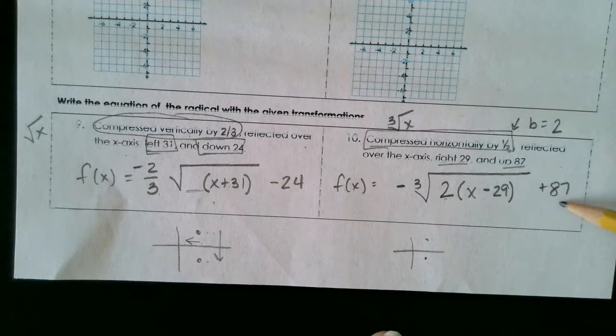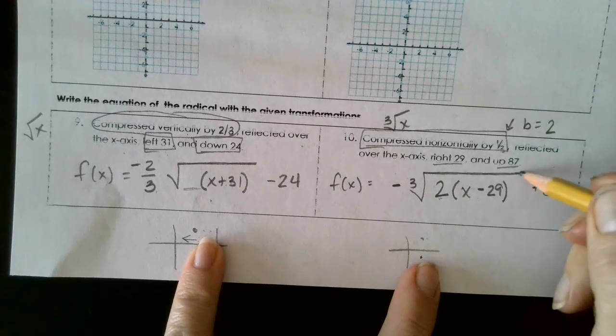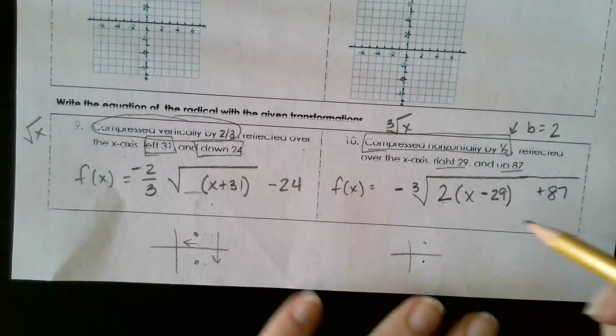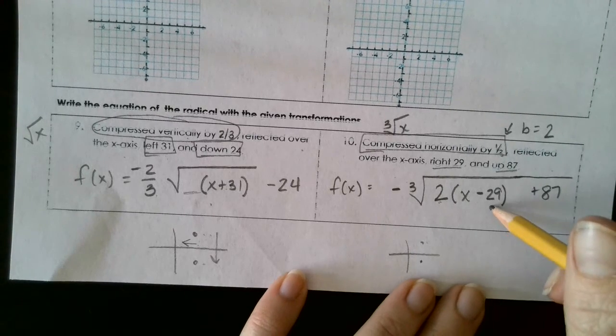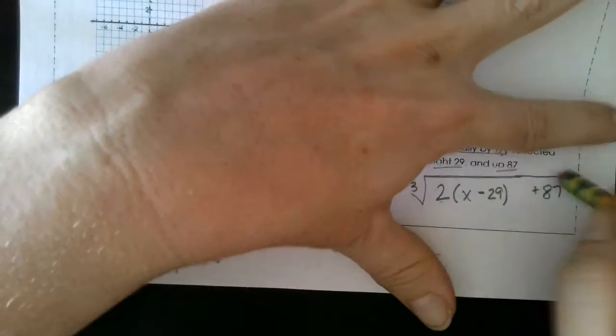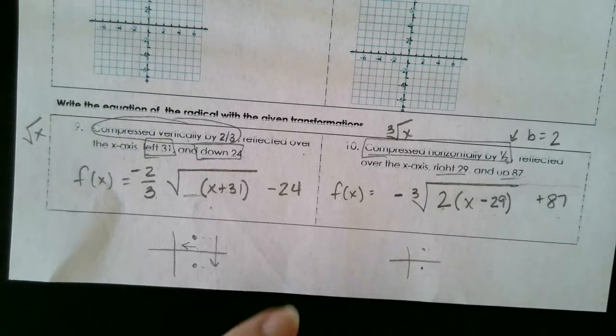Please make sure that when you have the number added or subtracted at the end, your radical stops. If you include it underneath the radical, you have now affected the value going to the right. It is also going to the left. So make sure that your radical stops before you have your addition or subtraction.